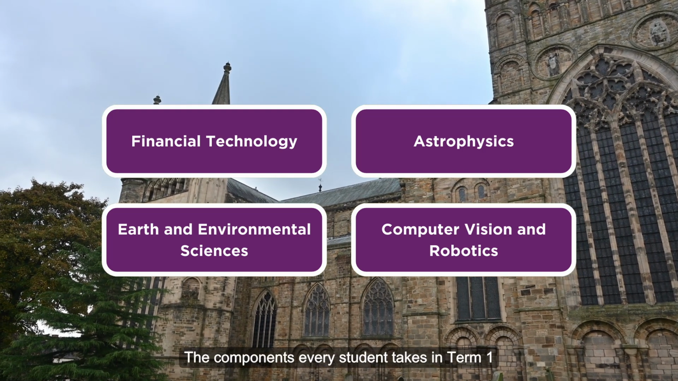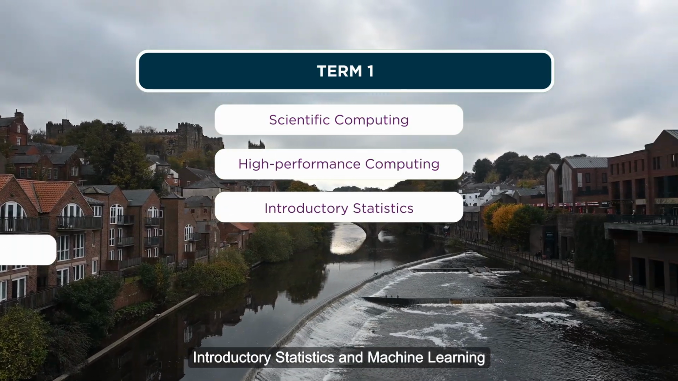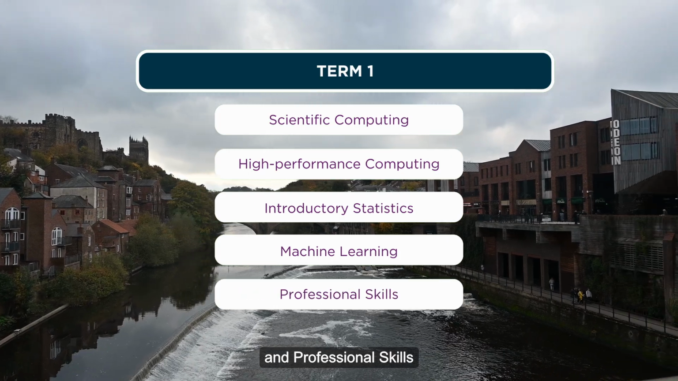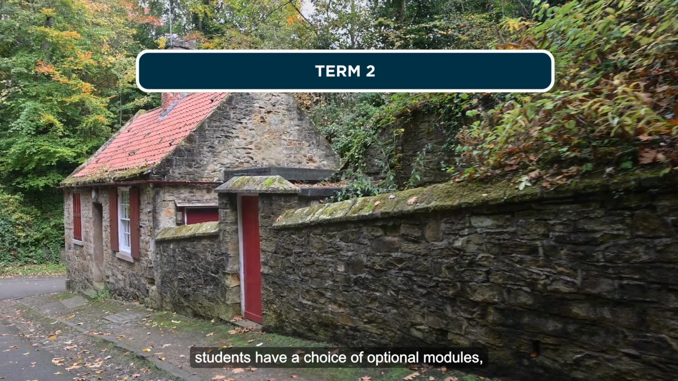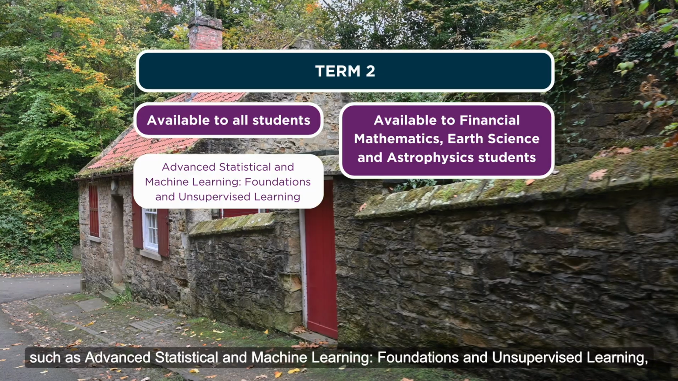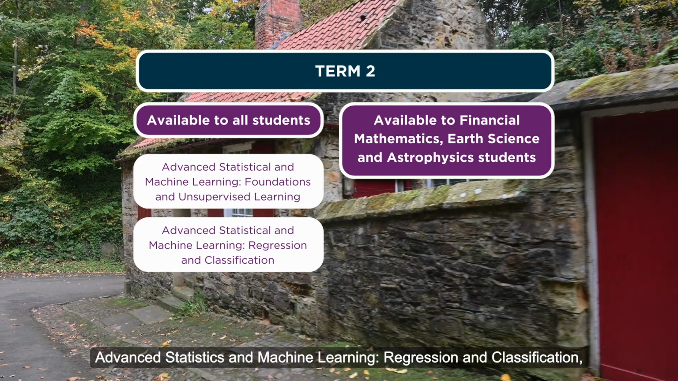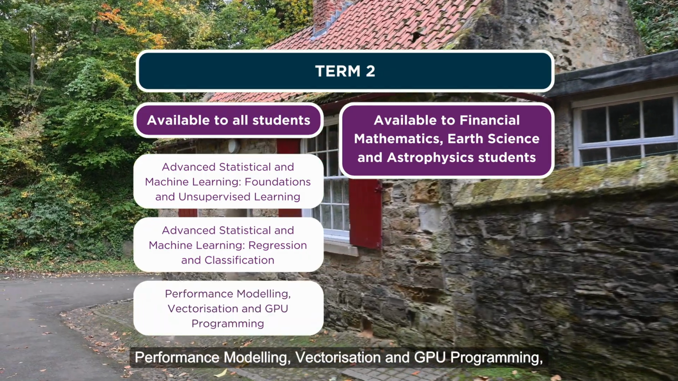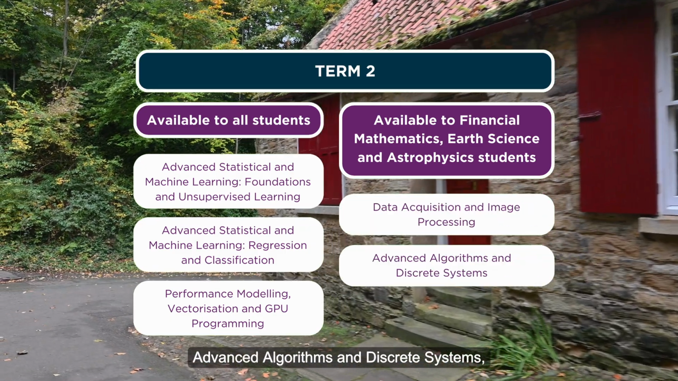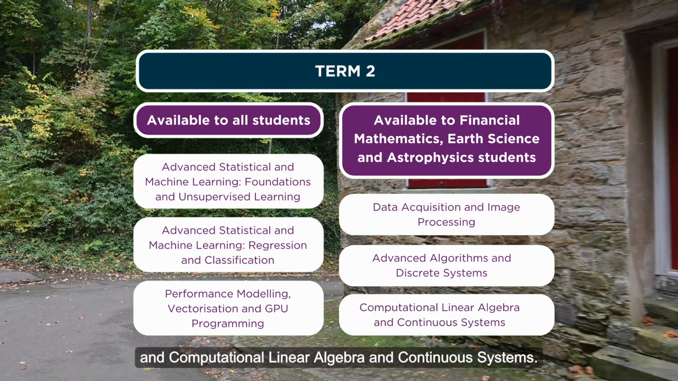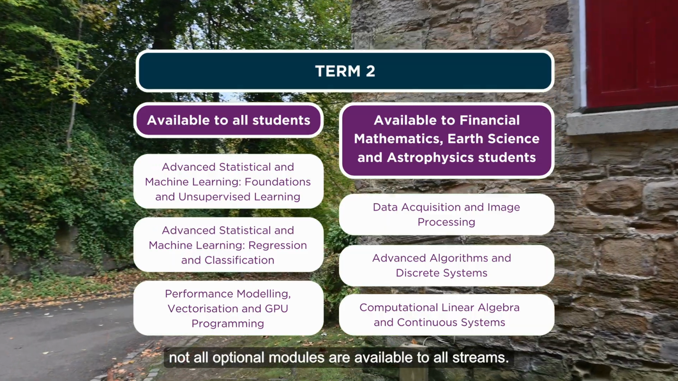The components every student takes in Term 1 are scientific computing, high-performance computing, introductory statistics and machine learning, and professional skills. In Term 2, students have a choice of optional modules, such as Advanced Statistical and Machine Learning, Foundations and Unsupervised Learning, Advanced Statistics and Machine Learning, Regression and Classification, Performance Modeling, Vectorization and GPU Programming, Data Acquisition and Image Processing, Advanced Algorithms and Discrete Systems, and Computational Linear Algebra and Continuous Systems. As you can see, not all optional modules are available to all streams.